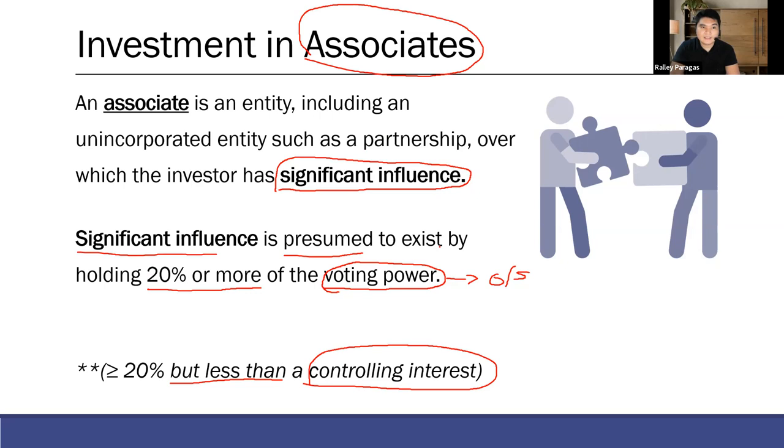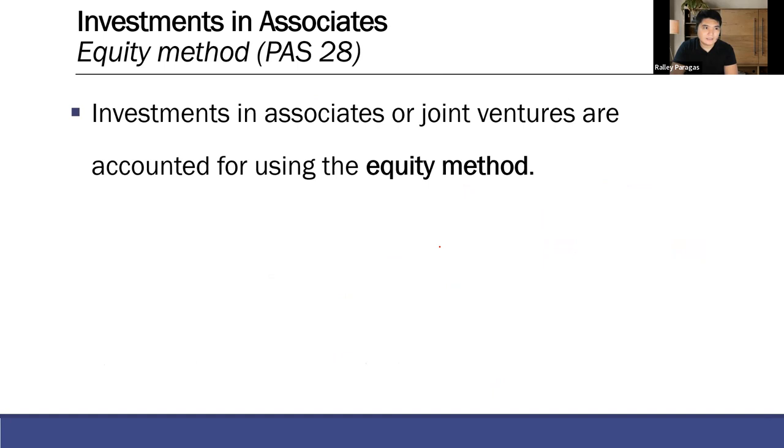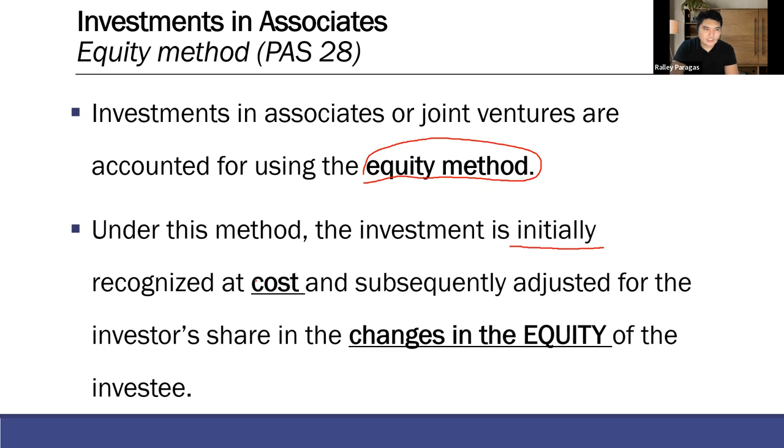Okay, so as we've mentioned already, ang investment associate mo that should be accounted for under the equity method, okay, which is defined and illustrated sa ating PAS 28, okay, our investment in associate na standard. So investments in associates, as we mentioned, should be accounted for using the equity method. So the equity method, you start with the acquisition cost. Okay, so initially you recognize that cost and then you subsequently adjust, okay, for the investor share in the change in the equity of the investee. Okay, so keyword dito, yung subsequent measurement mo, okay, you mirror the changes in the equity of the investee. So lahat ng changes dun sa equity ng investee, imi-mirror mo sa taas.